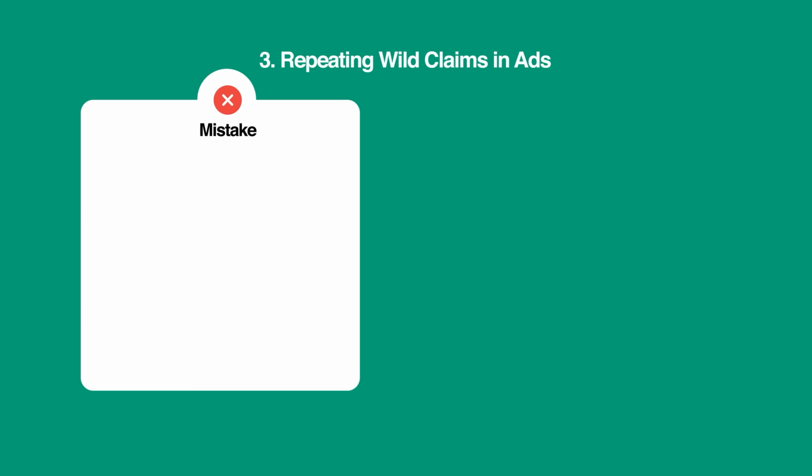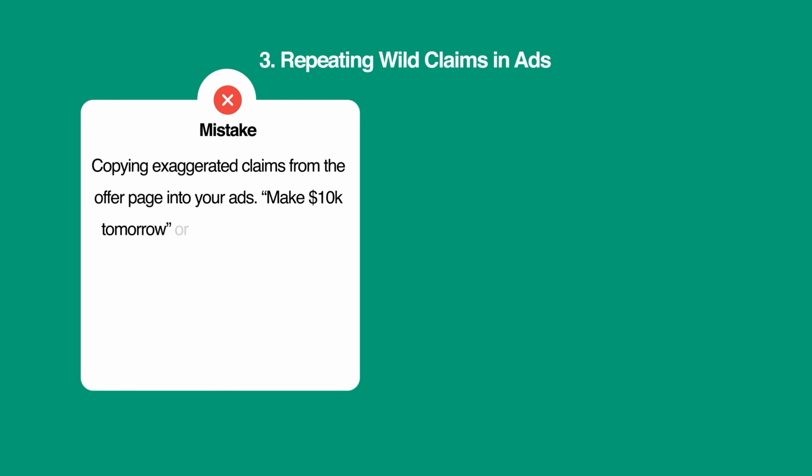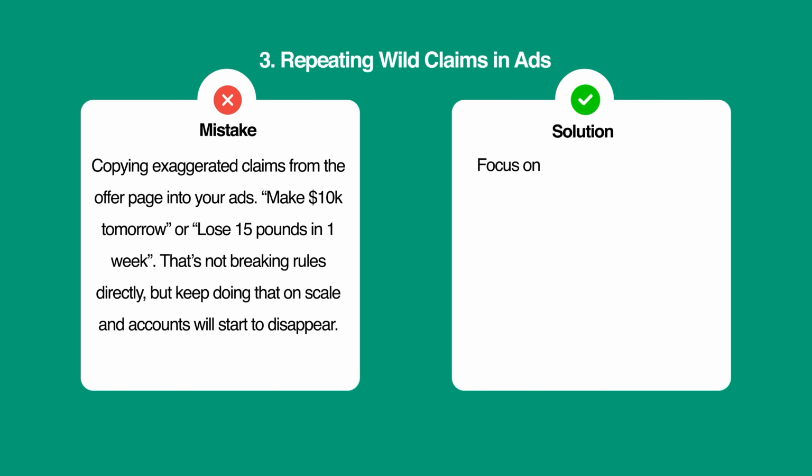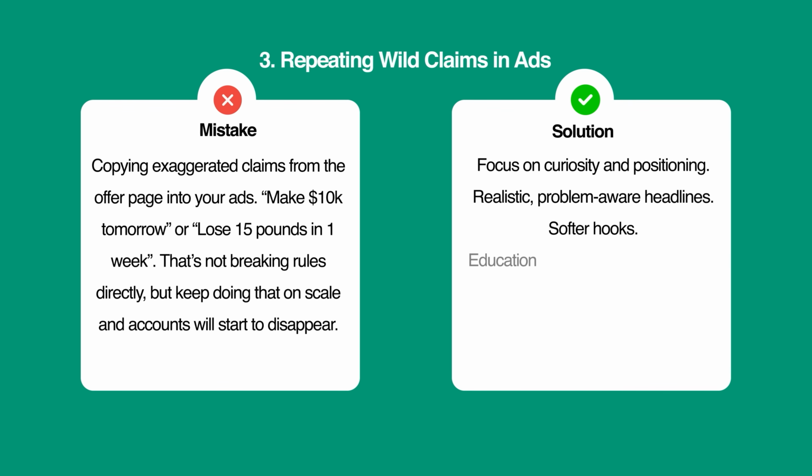Repeating wild claims in ads. Mistake: copying exaggerated claims from the author page into your ads. Make 10k tomorrow, lose 15 pounds in 1 week. That's not breaking rules directly, but keep doing that on scale and accounts will start to disappear. Solution: focus on curiosity and positioning. Realistic, problem-aware headlines. Softer hooks. Education angle instead of free cash. Let the landing page do the heavy lifting.